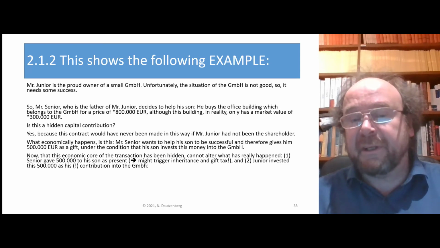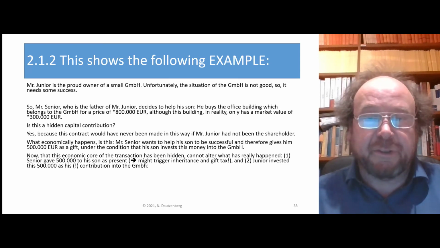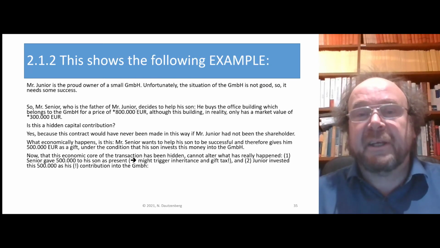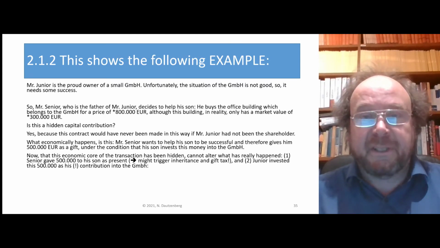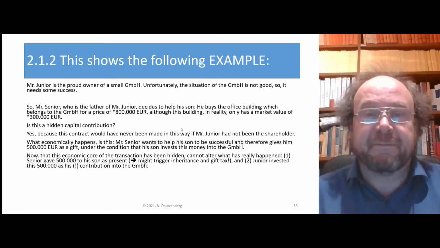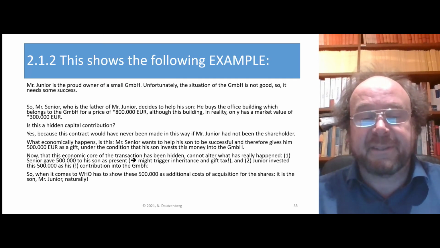So what economically happens is we have a donation from Senior to Junior that might even trigger inheritance tax. And then Junior made a contribution from his private sphere to the GmbH. So Junior has the additional cost of acquisition for his shares in the GmbH, which naturally makes sense.